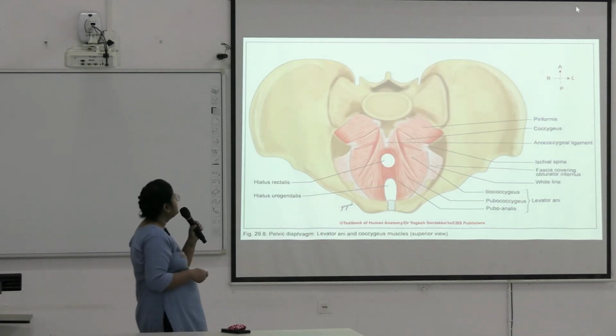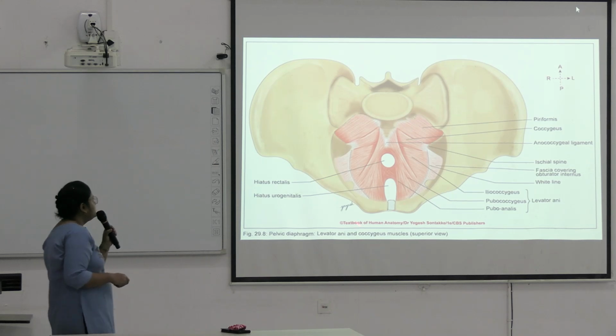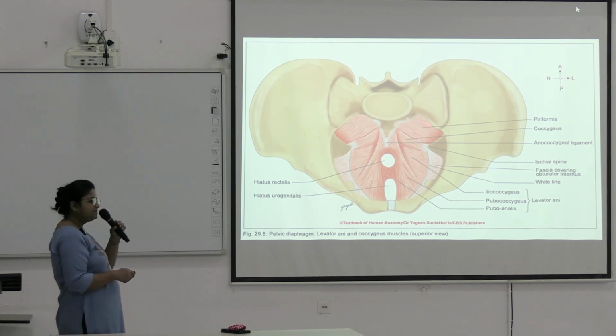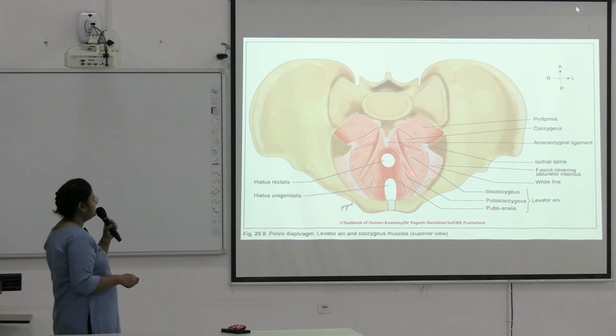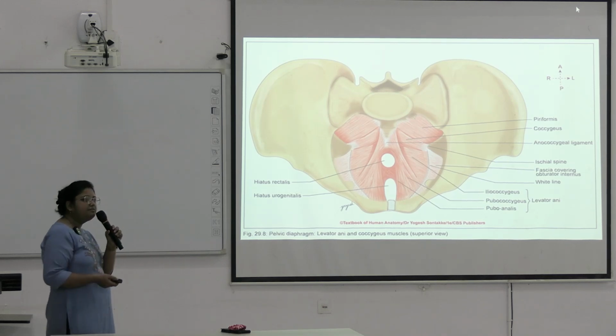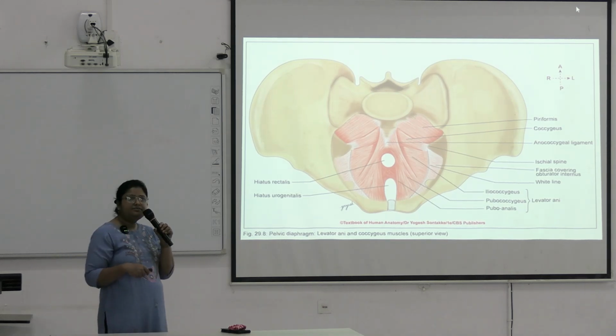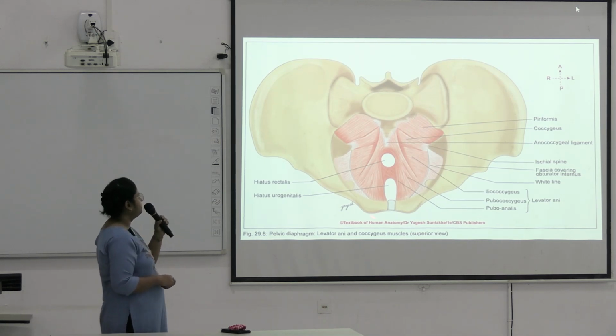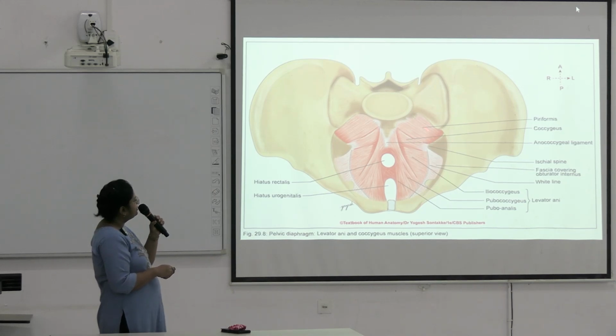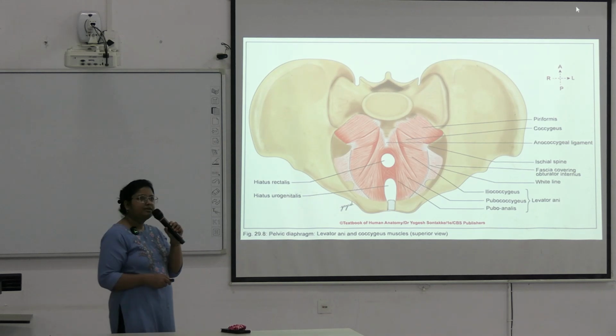Next, see, this is the pelvic diaphragm. This is hiatus rectalis, through which passes the rectum. This is hiatus urogenitalis, through which passes the urethra in male and urethra and vagina in female. And these are the structures forming the pelvic diaphragm. The main part is the levator ani, formed by iliococcygeus, pubococcygeus, puboanalis, and other structures are the coccygeus, some part of the piriformis, and the anococcygeal ligament. All these form the pelvic diaphragm. Understood?